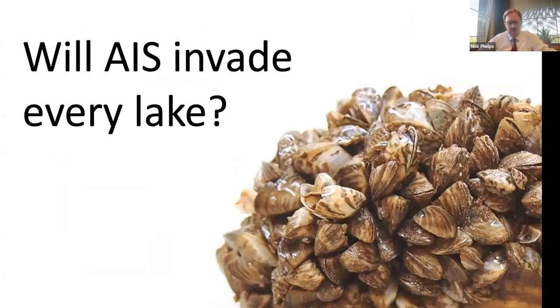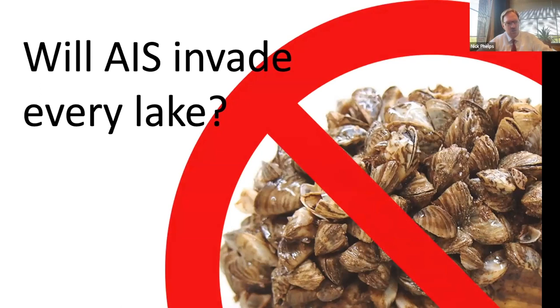I begin most of these talks at the showcase, as you've probably heard me ask before, with the origins of this work: will AIS invade every lake? As we think about the probability of that, not every lake in Minnesota is a good walleye lake or a trout lake, for example. So there's really no reason to believe that every lake is going to be great for starry stonewort or zebra mussels. So the answer is no. They won't invade every lake, likely.